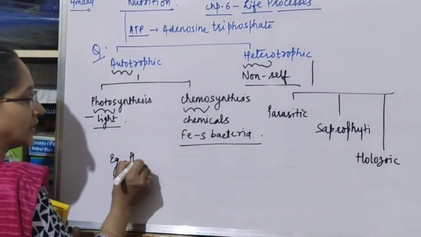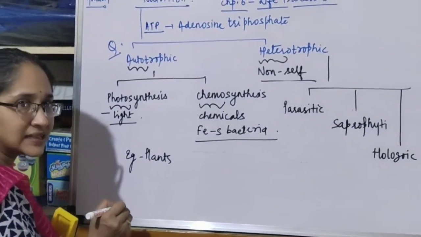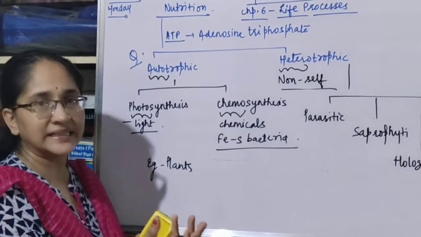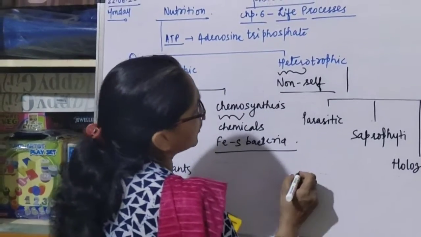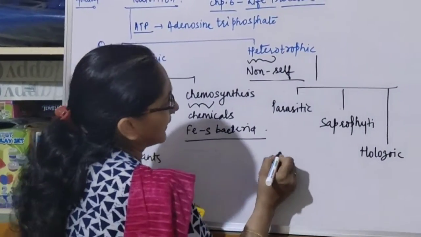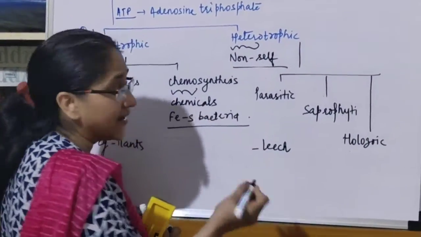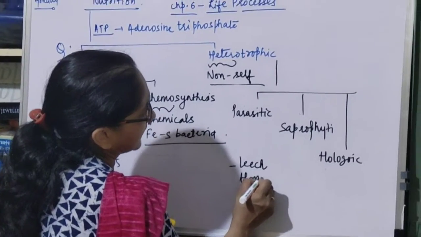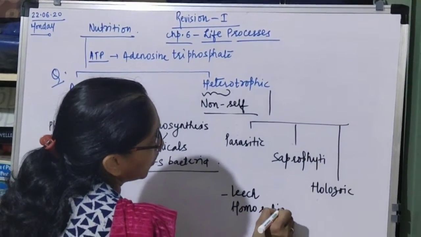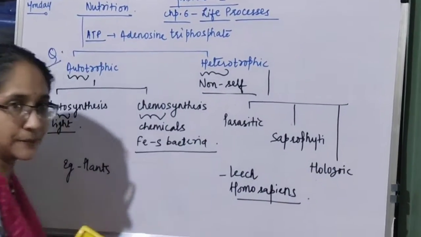Example, here you can quote the example of any of the green plants and organisms like the cyanobacteria, blue-green algae. Here you can quote example of an organism that sucks blood, or it can be Homo sapiens like us who are dependent on the autotrophs.